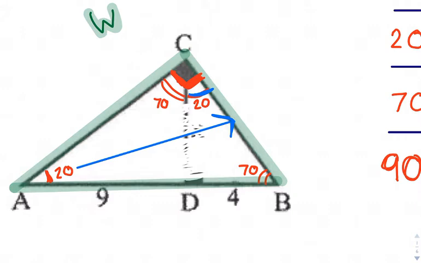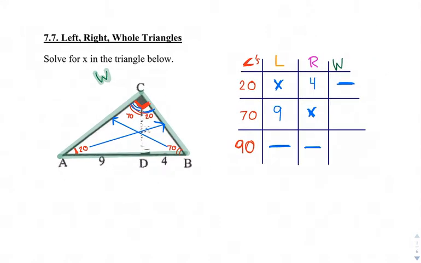Now I have to look for 70. Well, here's 70, but that's only some of my angle C. However, angle B is all of 70, so I look across from angle B. There's nothing on that side either, so I put a little dash.